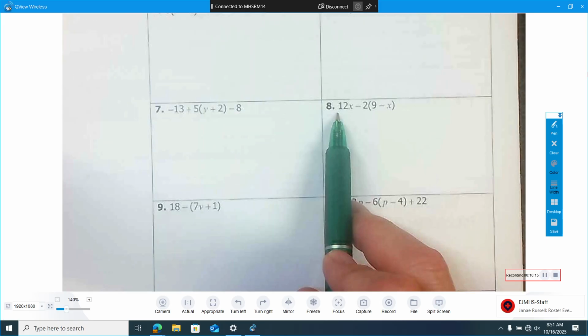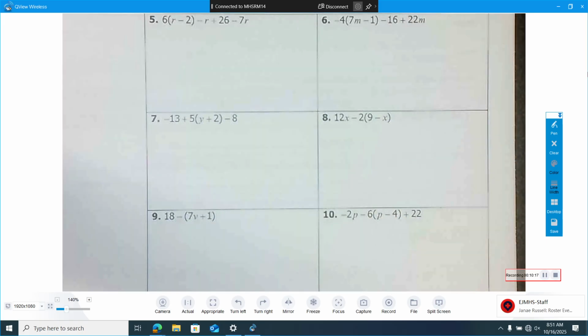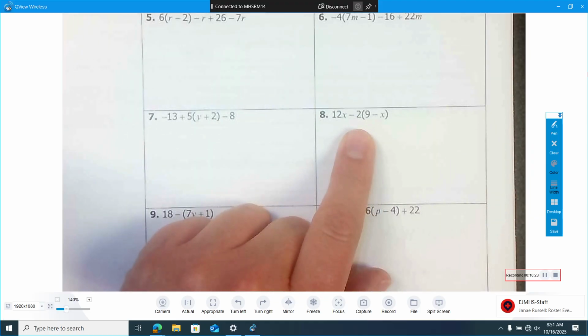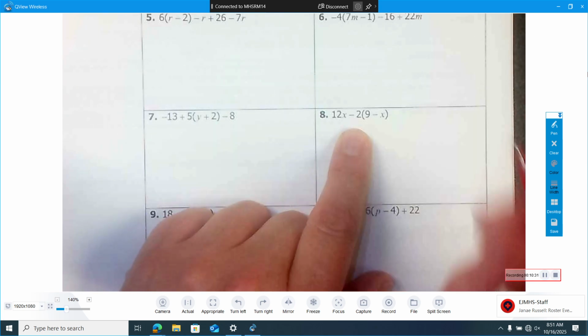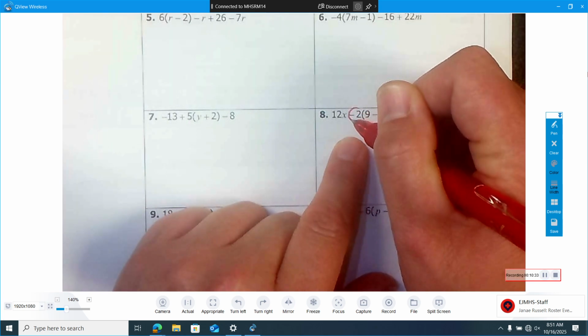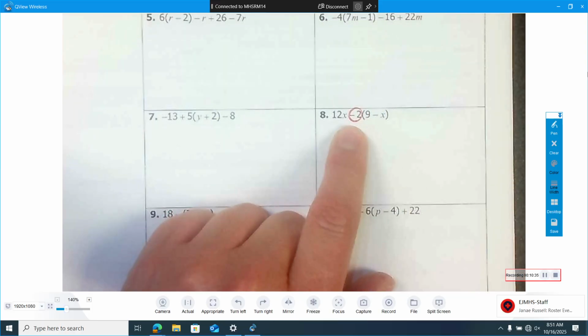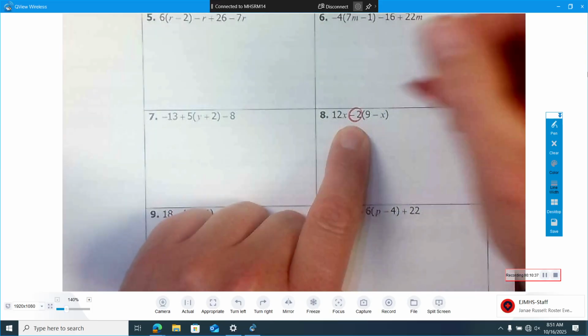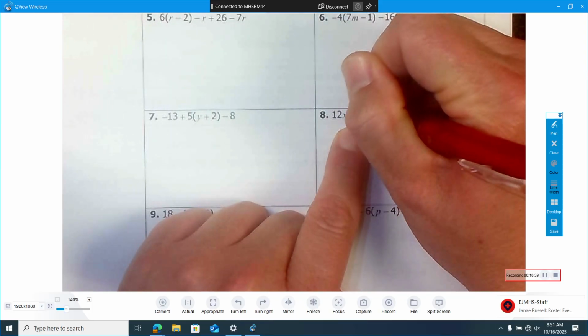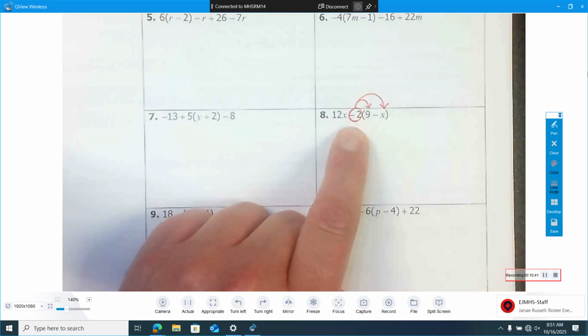Let's look at number 8. Again, we have basically a two-step process here. We need to distribute, and then we need to combine like terms. On number 8, the order looks a little different. What are we going to distribute? Is it a 2 or is it a negative 2? Negative 2. We're always going to take the sign along for the ride, so we're taking that negative 2, and we're going to distribute it inside the parentheses.